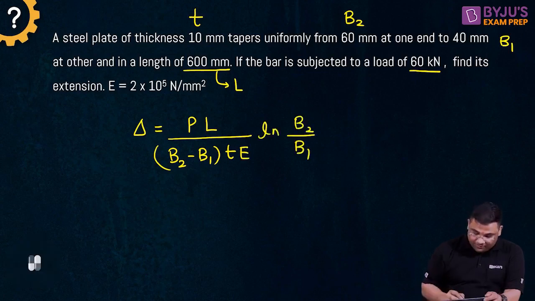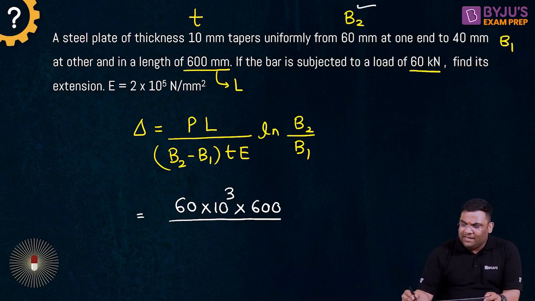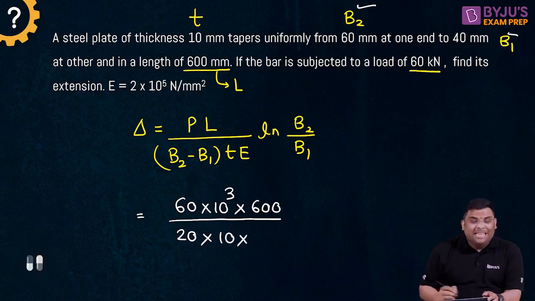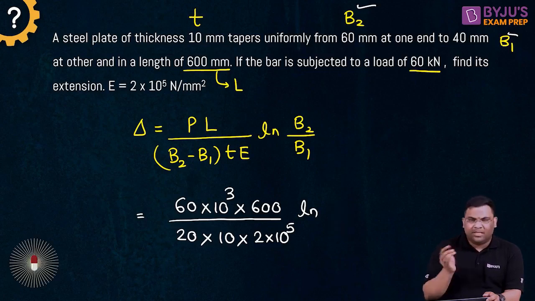Just put the values. P is how much? 60 into 10 to the power 3. Length is 600. B2 minus B1: B2 is 60, B1 is 40, so B2 minus B1 is 20. What is thickness? 10 mm. E is 2 into 10 power 5. And this is ln B2 by B1, which means 60 by 40, that is 6 by 4, 3 by 2, ln 1.5.